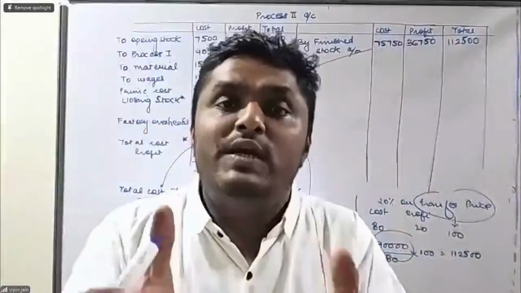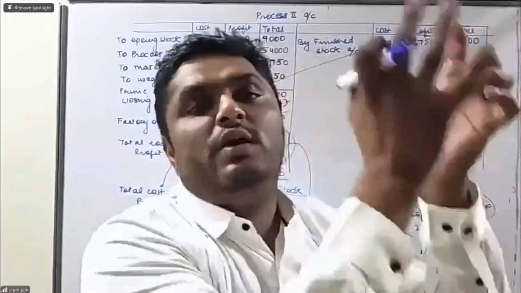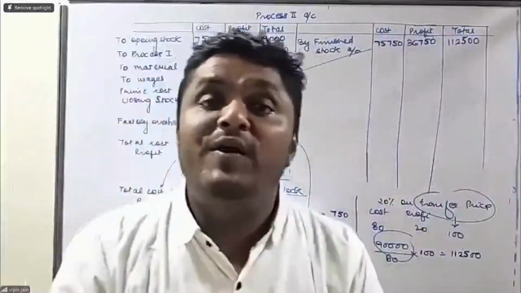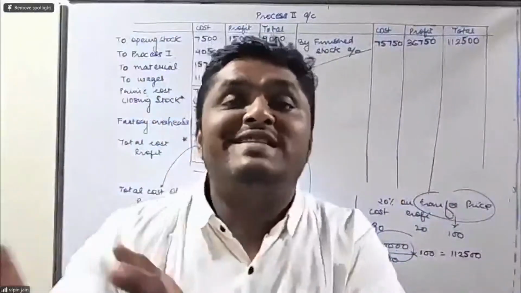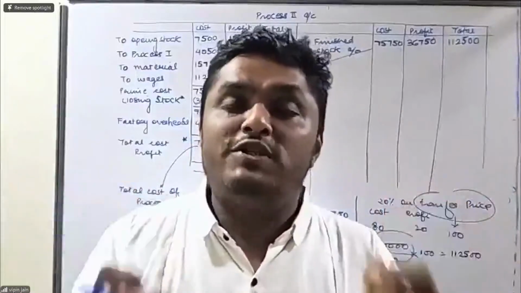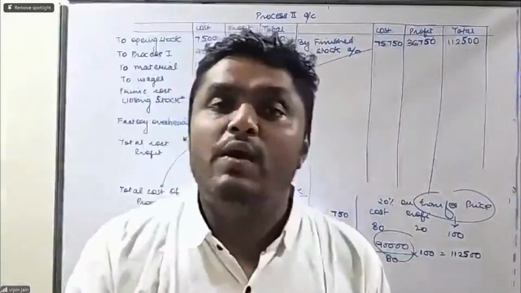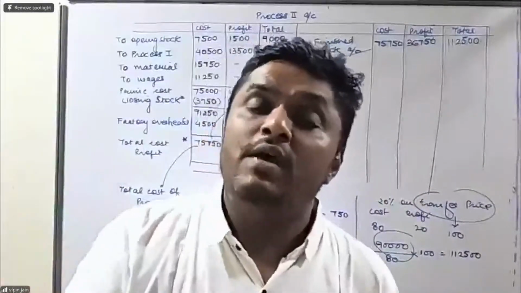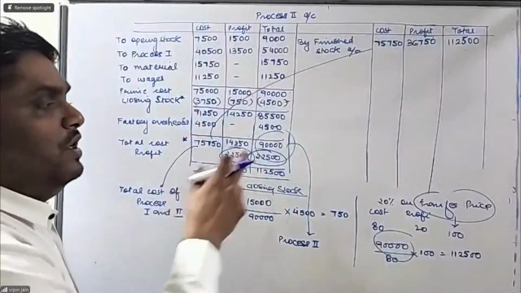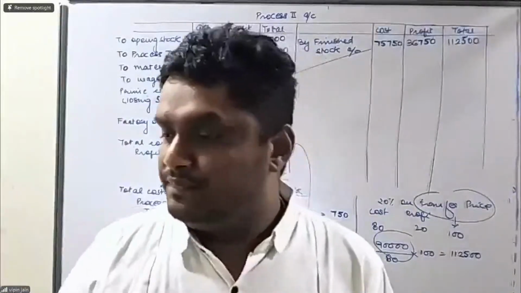The 14,250 profit is of process first, being a separate cost center and profit center. This 14,250 is what? The profit for process first. And process second is not aware about how much profit process first earned. For process second, the cost is 90,000. But yes, from the company's perspective the cost is 75,750. So that's why I have taken this 20% on 90,000.